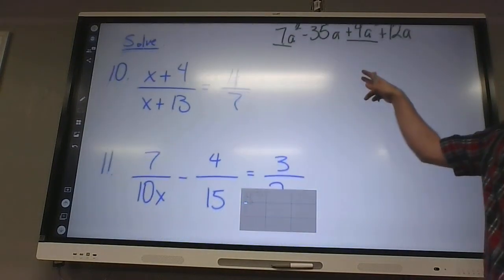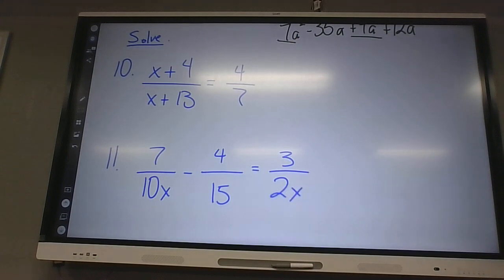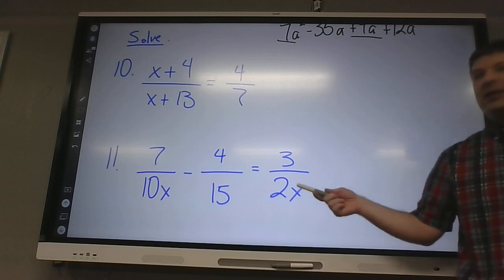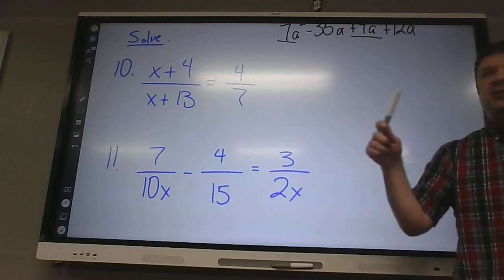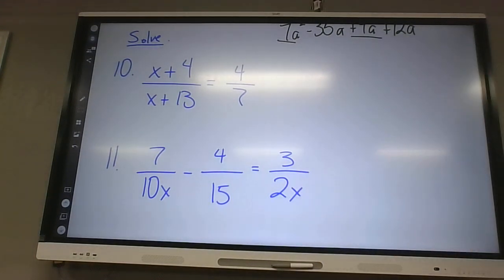What is the easiest way to solve number 10? Cross multiply is the easiest way. But number 11 is like number 22 that you guys asked me about at the beginning of class. Very similar, isn't it? I wonder, did I copy it? I think I made it up, actually. I tried to make it up, but I think I kind of copied it.